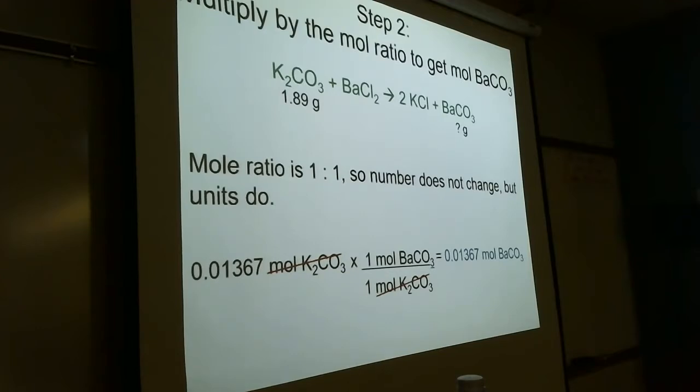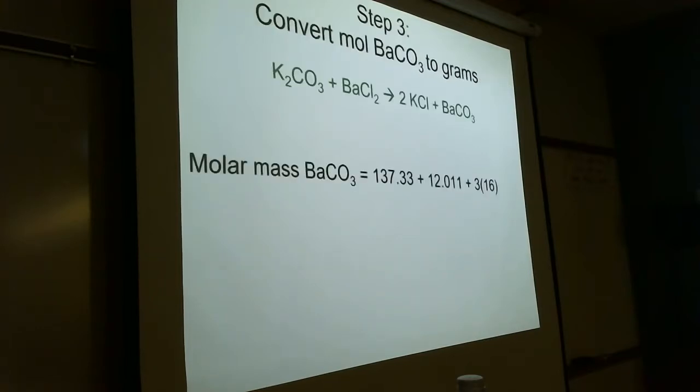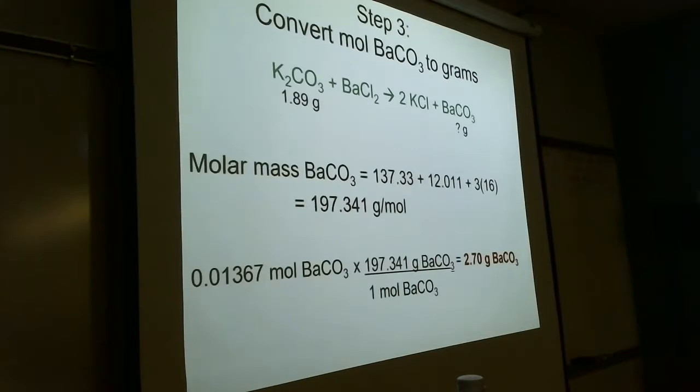I am going to be looking for it. I need to know how you got from one unit to the other. Questions on this step? Number doesn't change, only the units. Now we'll convert those moles back to grams. So I came up with a molar mass of 197.341. Rounding my final answer to 3 significant figures gives me 2.70, and my units would be grams.